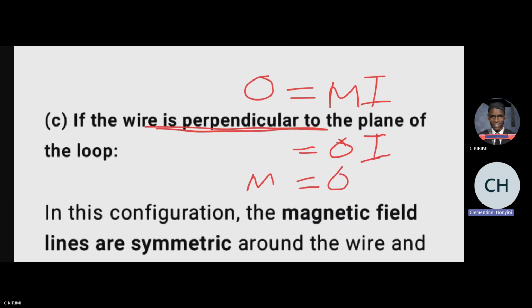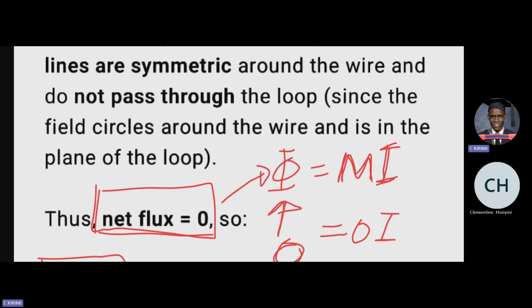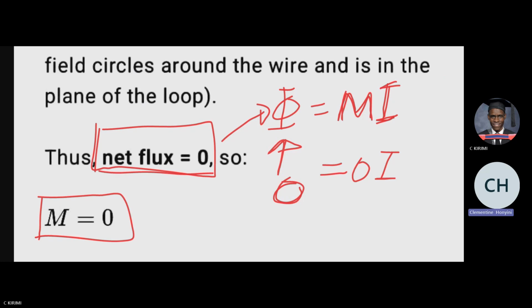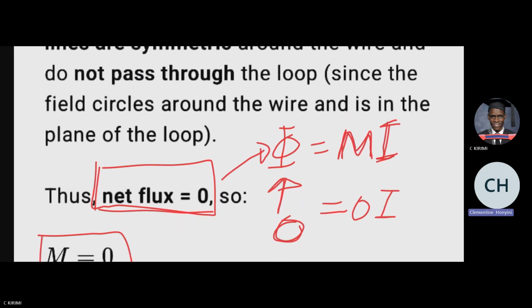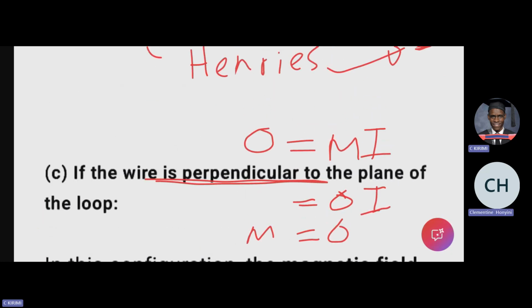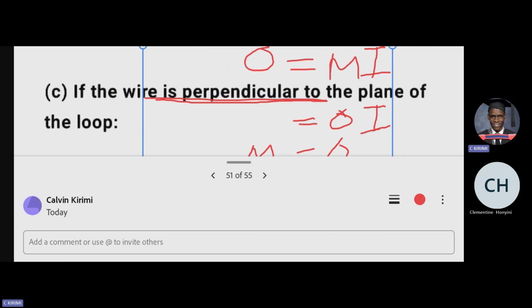Okay, maybe on the last question. Why is the net flux 0? Because the wire is perpendicular to the plane. With that statement, you already know that if the wire is perpendicular to the plane, the net flux is 0. That's why where there is flux, we are putting 0.